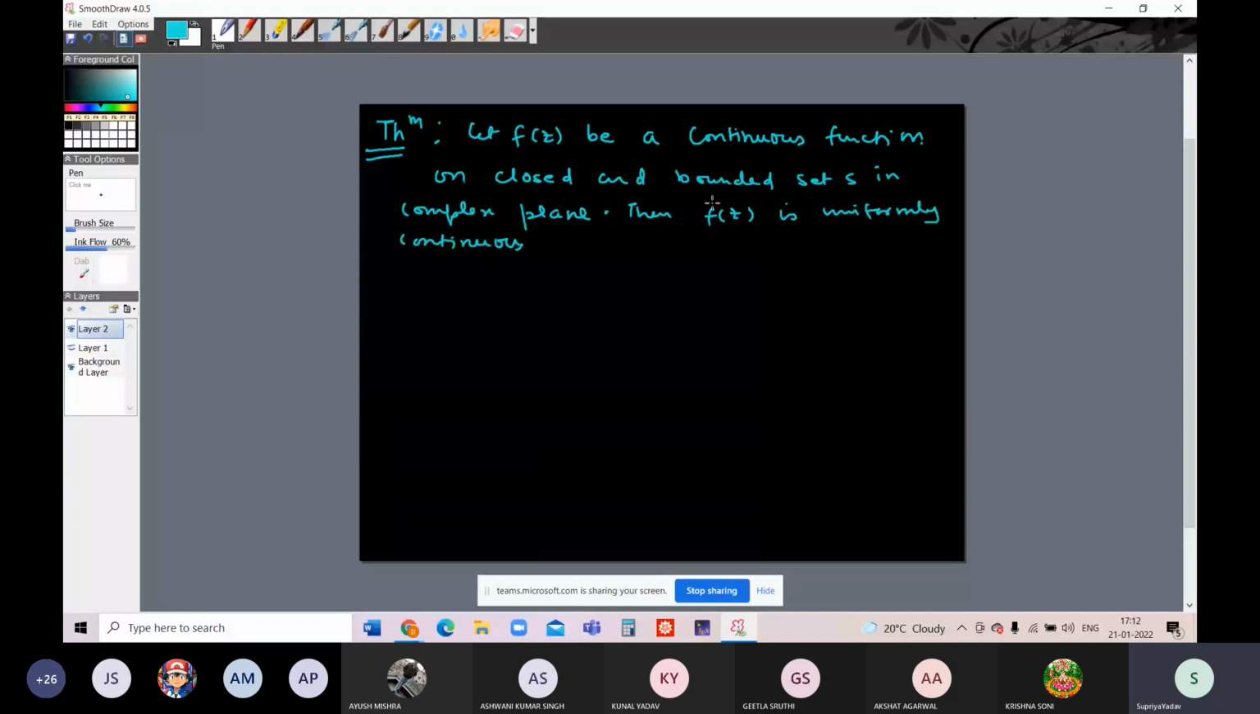जनरली कंटिन्यूटी हमारी जो है वो इंप्लाई नहीं करती यूनिफॉर्मली कंटिन्यूअस को, बट इफ फंक्शन इज कंटिन्यूअस ओवर द क्लोज्ड एंड बाउंडेड सेट, देन इट मस्ट बी यूनिफॉर्मली कंटिन्यूअस. उस केस में ये यूनिफॉर्मली कंटिन्यूअस भी हो जाएगा. ठीक है.